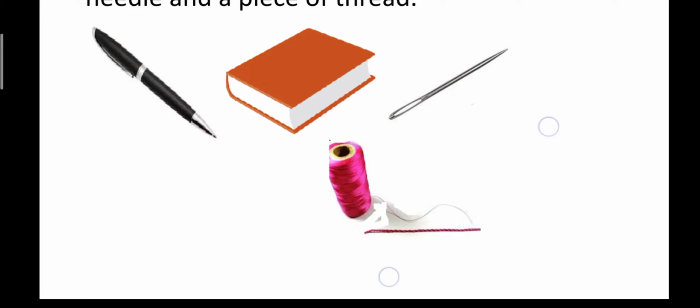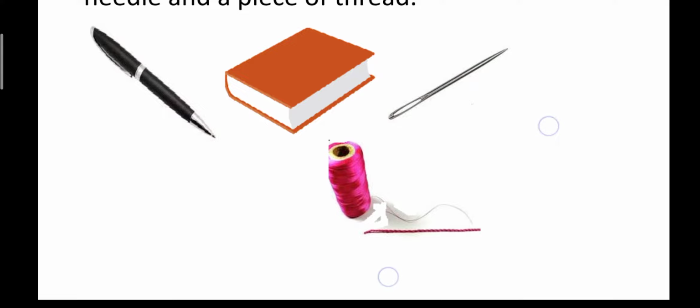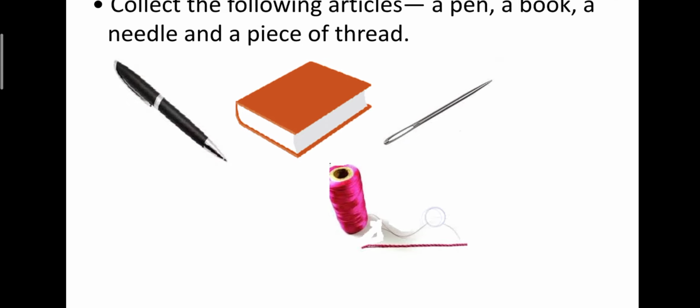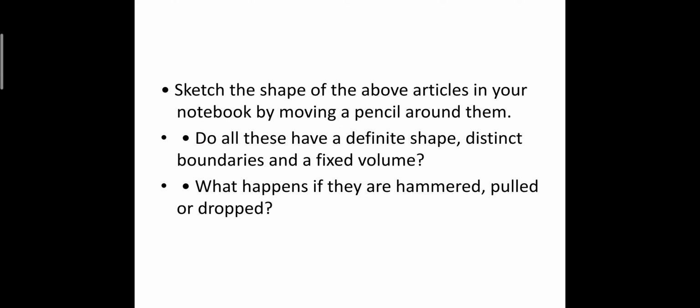And then we have to observe what type of shape they are having, what type of distinct boundaries or borders they are having, whether they have fixed volume, whether they are able to be compressed, whether they are rigid, and when we are hammering them or pulling them, do they drop. All these things we have to observe.